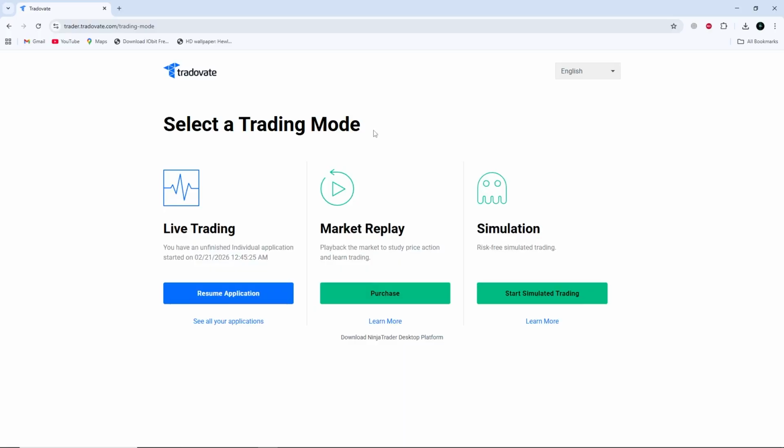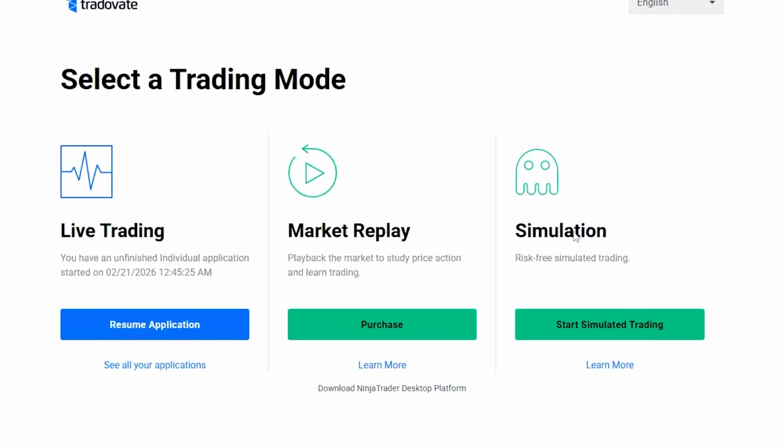After you log in, look at the account selection area. You need to make sure you are using the simulation account. This is very important. The simulation account uses virtual money. If you select a live account by mistake, you could place real trades. Always double check that it says simulation before you continue.